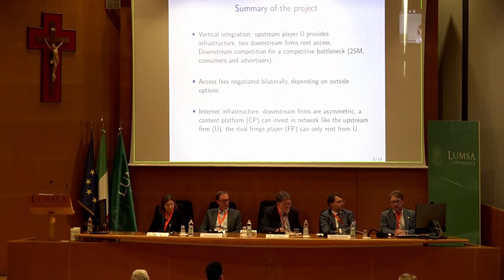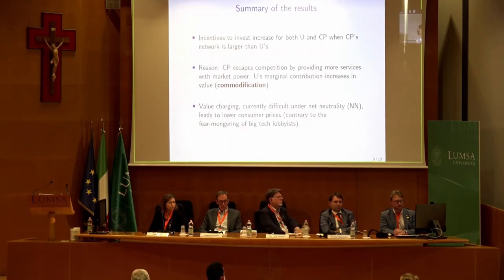These two downstream platforms bilaterally negotiate access fees with player U depending on their outside options. And downstream, I say these two firms are asymmetric. There's a content platform, a big tech firm such as Google, that has the scale to invest in a proprietary network, and a collection of smaller fringe players, which I summarize as a player FP, that can only rent infrastructure access from you.